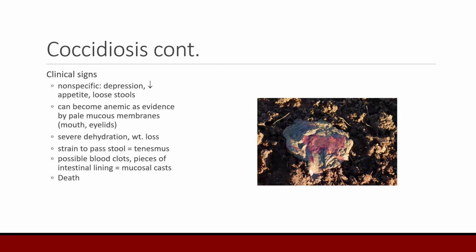You can see that in pale mucous membranes around the mouth and eyelids, severe dehydration, big time weight loss, straining to pass stools, which is called tenesmus, for you pre-vet people, tenesmus. Possible blood clots, pieces of intestinal lining being excreted in their feces. So that's called mucosal casts. And then ultimately it can lead to death. Okay.